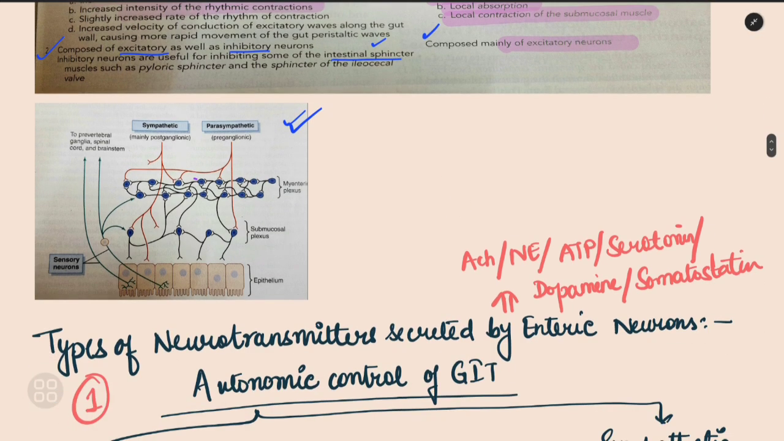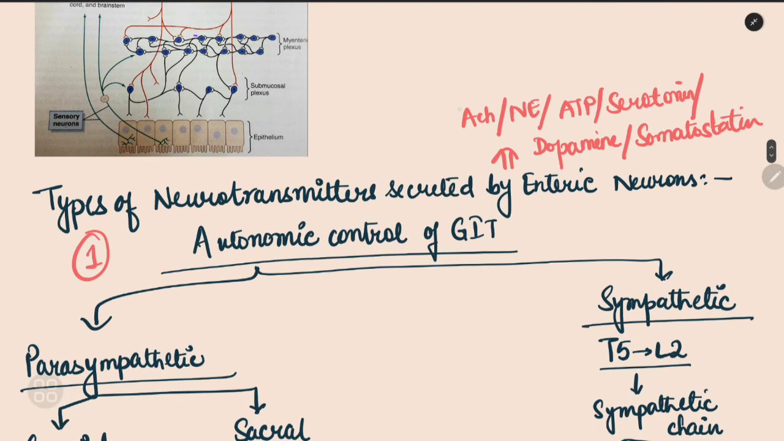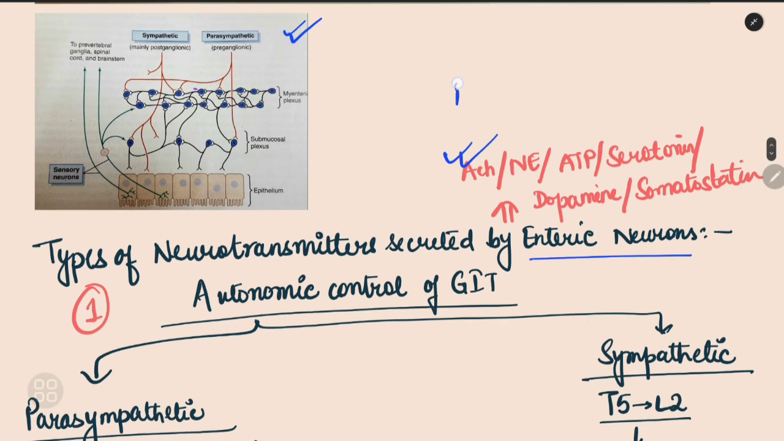So remember this point: types of neurotransmitters secreted. If the teacher asks you in the viva to give the names of the neurotransmitters secreted by the enteric neurons, you can freely name these: acetylcholine, norepinephrine, even ATP, serotonin, dopamine, somatostatin. Then we have others also, like bombesin and neuropeptide Y. Here I'm writing, okay, bombesin.